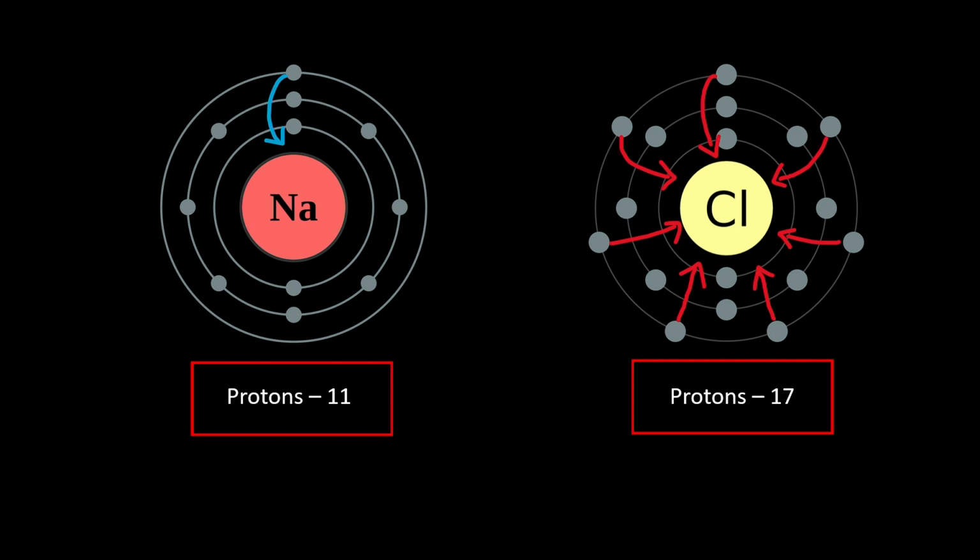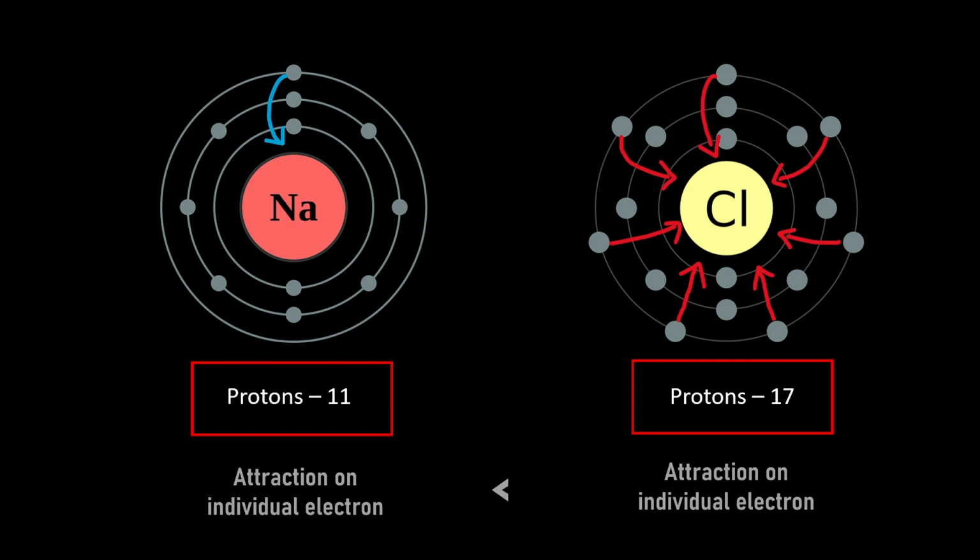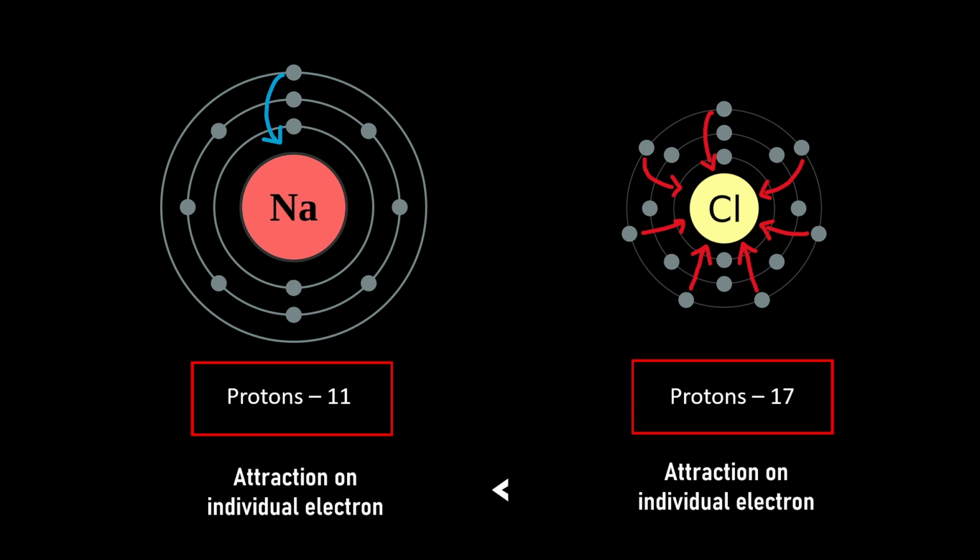But notice that chlorine's 17 protons will pull harder on an individual electron as compared to sodium's 11 protons. The difference is clear. 17 versus 11. 17 protons will pull an electron harder than 11 protons. Now as a result, the individual electrons in a chlorine atom will be pulled closer to the protons. Or should I say, the center.